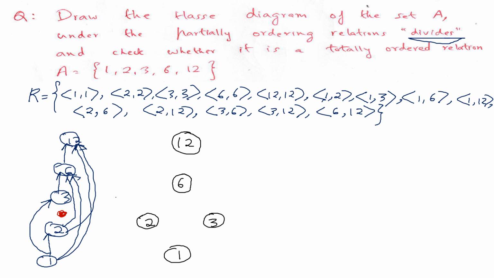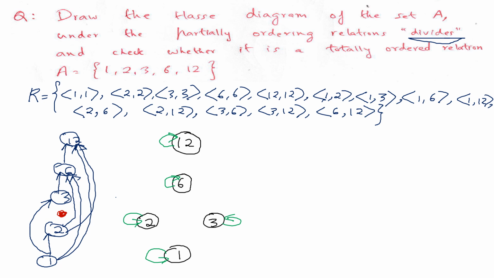Self means, see, what is self? 1 comma 1, 2 comma 2. So all these loops you complete. You know how to do it. See, 1 comma 1, then 2 comma 2, then 3 comma 3, then 6 comma 6, then 12 comma 12. Okay, this is over now. Next you check for next, you continue. So 12 self is over.